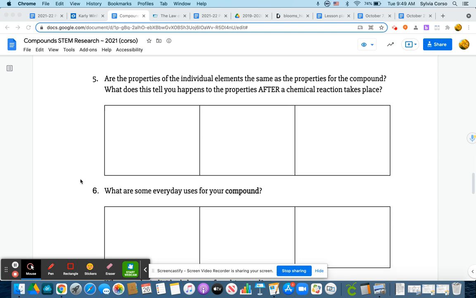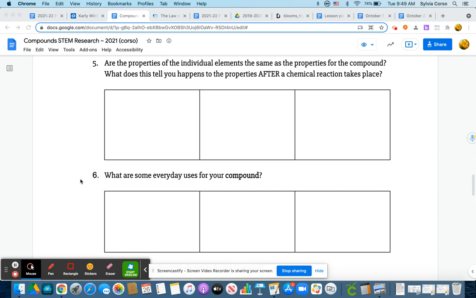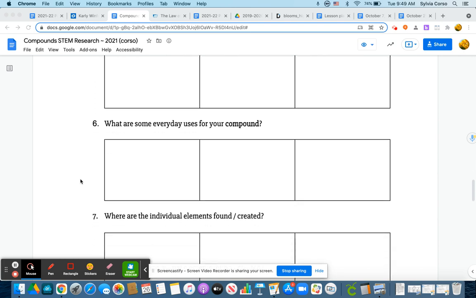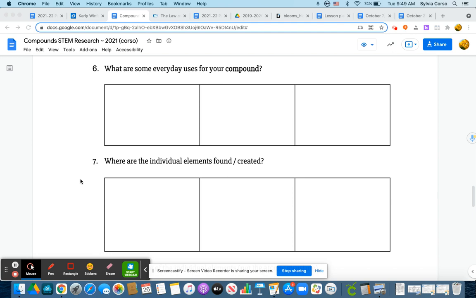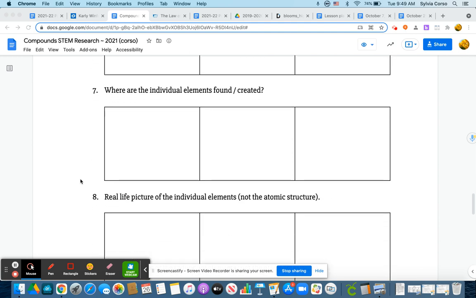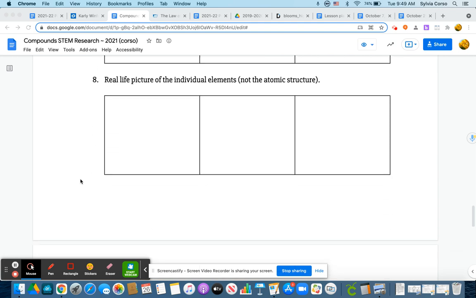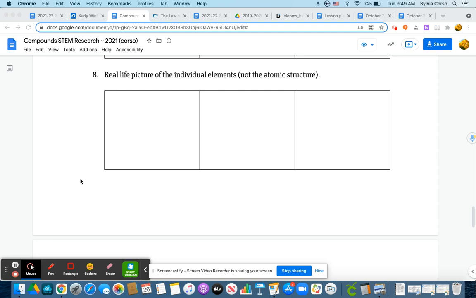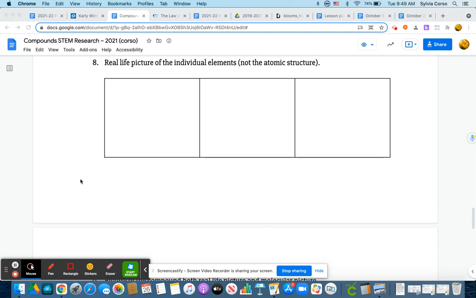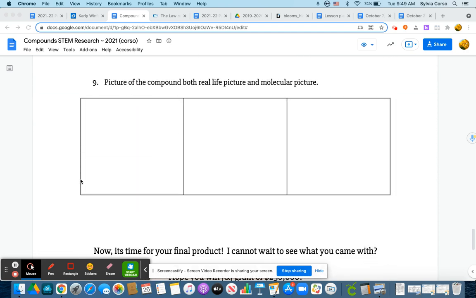What does this tell you about the properties after a chemical reaction takes place? And then question number 6, what are some everyday uses for your compound? Where are the individual elements found and created? Real life picture, excuse me, of the individual elements, not the atomic structure, but a picture of the individual elements, picture of compounds, of both the real life picture and molecular picture.